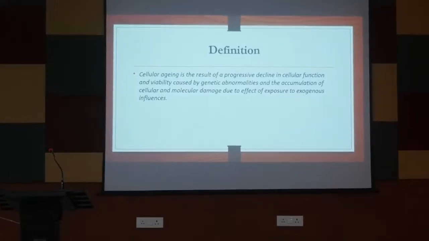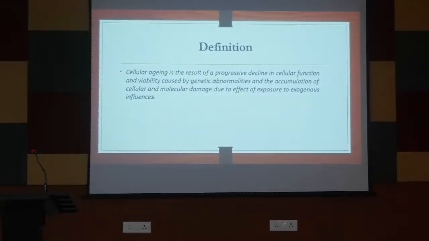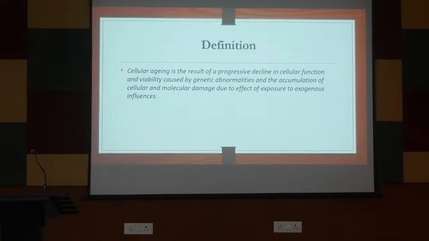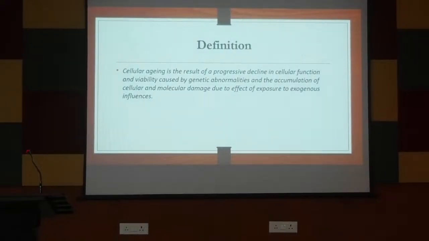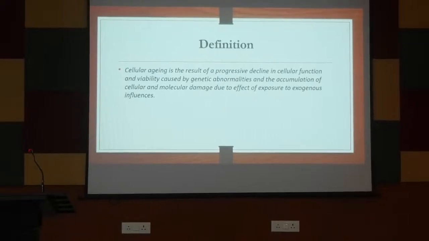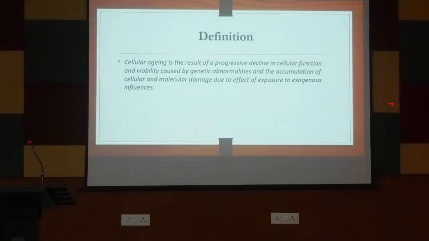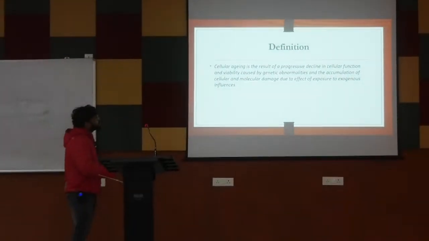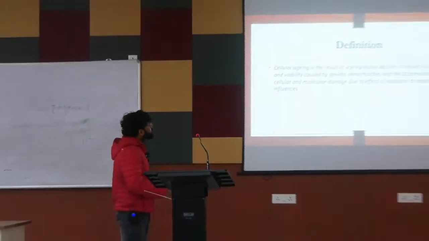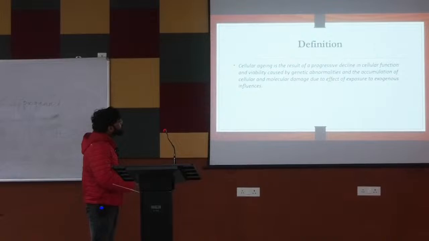Aging is a progressive decline of cellular function and viability caused by genetic abnormality and accumulation of cellular and molecular damage due to the effect of exposure to external or exogenous influences. There are some key features of this definition. Progressive decline. It's not a sudden decline. Some factors: genetic abnormality and accumulation of cellular and molecular damage.